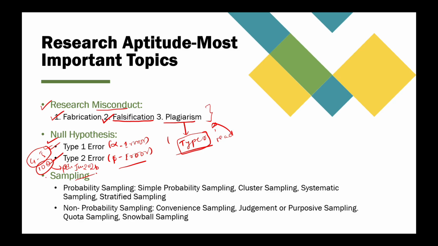And the next important topic is sampling. As we all know, there are two types of sampling: probability sampling and non-probability sampling. In probability sampling, we have four types: simple probability sampling, cluster sampling, systematic sampling, and stratified sampling. And in non-probability sampling, we have convenience sampling, judgment sampling or purposive sampling, quota sampling, and snowball sampling.